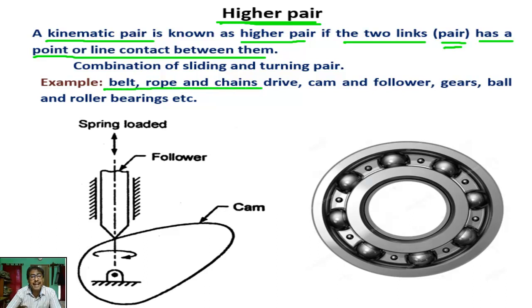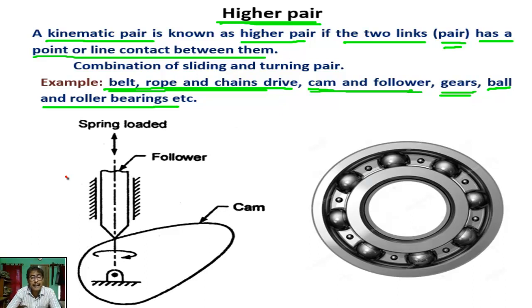Examples: belt, rope and chain drive. This is an example of a higher pair. Cam and follower is an example of a higher pair. Gears are examples of a higher pair. Ball and roller bearings, etc.